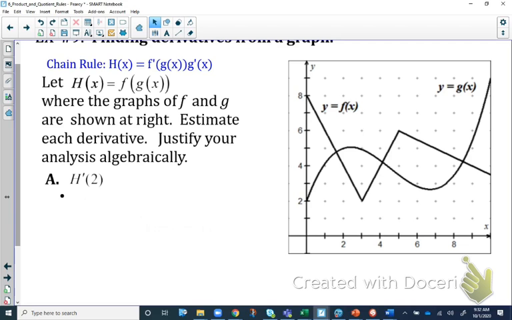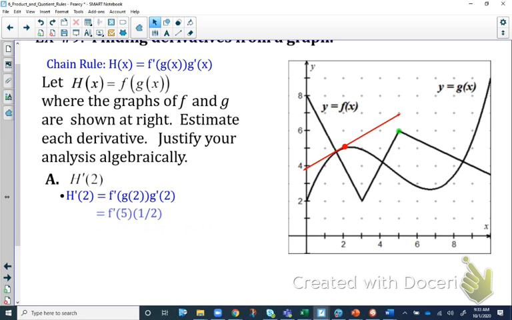So here, if I want to find the derivative of h, I have to use that chain rule where I say the derivative of the inside, which is g prime of x, times the derivative of the whole thing, which is f prime of g of x. So here we want to know what h prime of 2 is. Using what we did on the last example, except instead of numbers that were given to you, now you have to figure out what the numbers are.